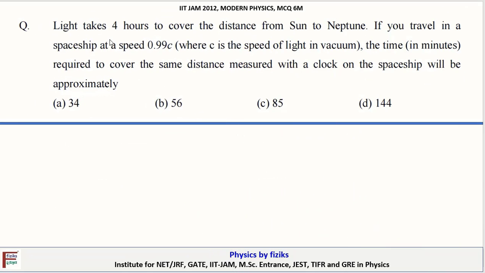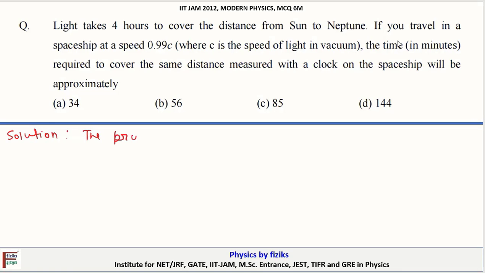Light takes 4 hours to cover the distance from Sun to Neptune. If you travel in a spaceship at a speed 0.99 c, where c is the speed of light in vacuum, the time in minutes required to cover the same distance with the clock on the spaceship will be approximately. So we have to determine the time required to cover the same distance as observed by an observer in that spaceship. So, solution.